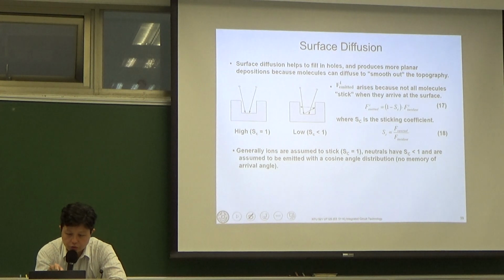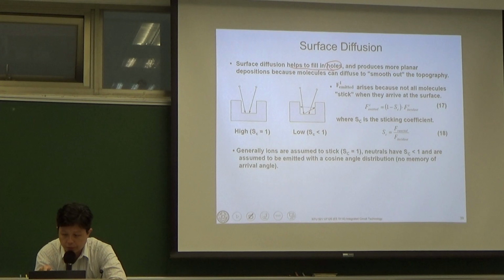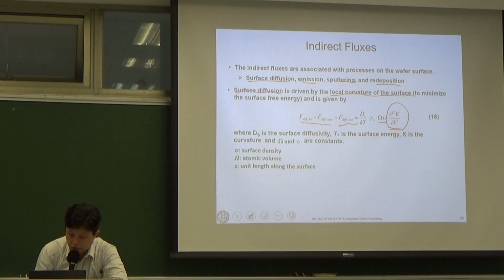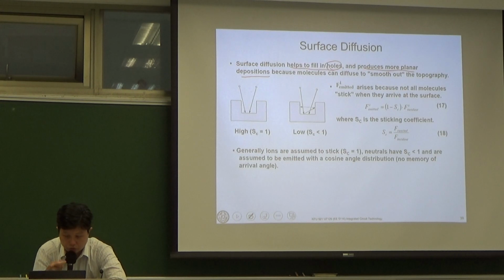This surface diffusion helps to fill in holes and produce more planar depositions. Because of this surface energy difference, atoms move from high energy to low energy, which means they try to smooth out the topographies. So the diffusion flux can help you fill in the holes.